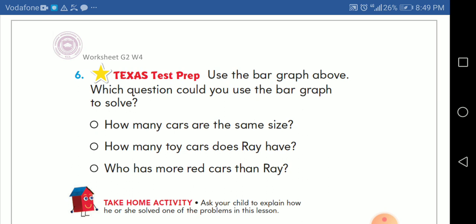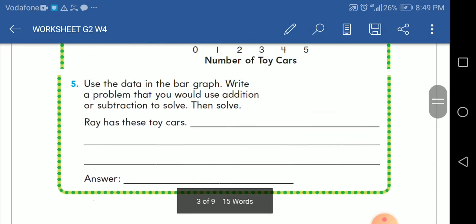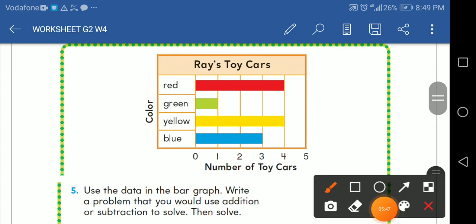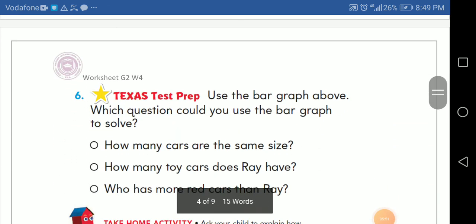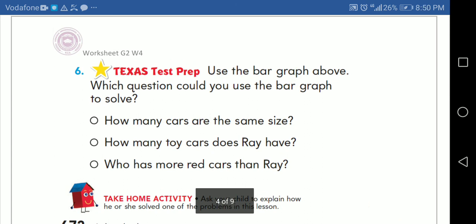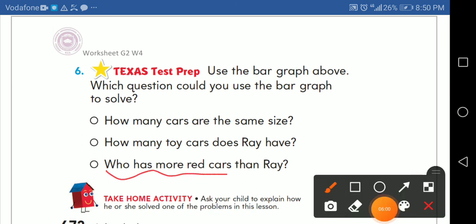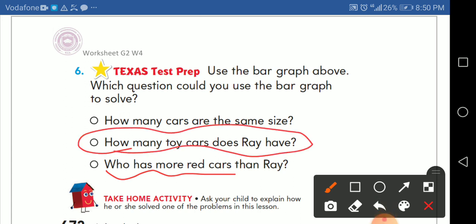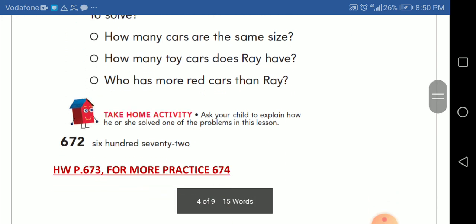Use the bar graph above. Which question could you use the bar graph to solve? How many cars are the same size? We are talking about the size. No. How many toy cars does Ray have? Who has more red cars than Ray? So we don't have anyone except Ray. So the answer must be how many toy cars does Ray have, right?